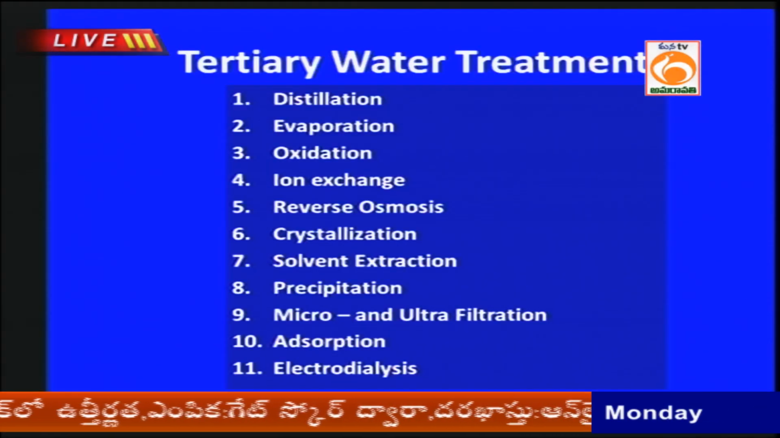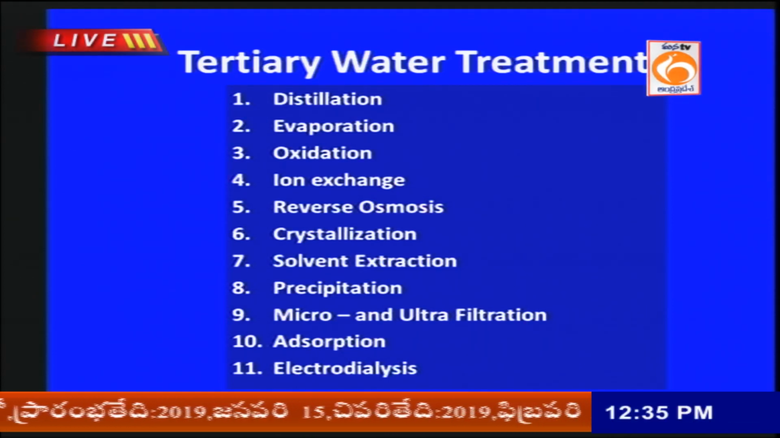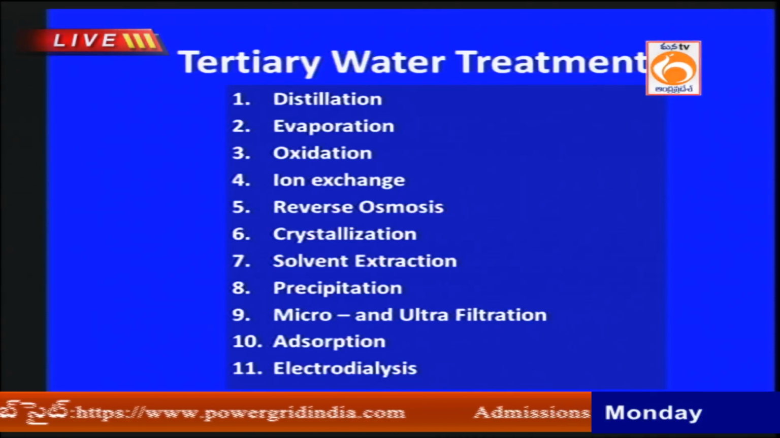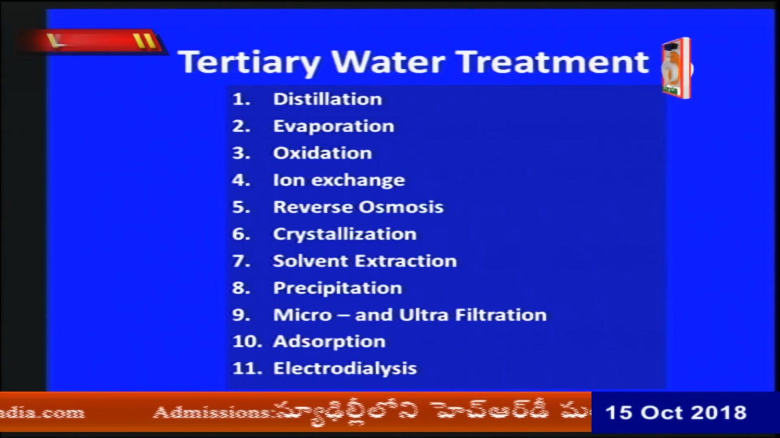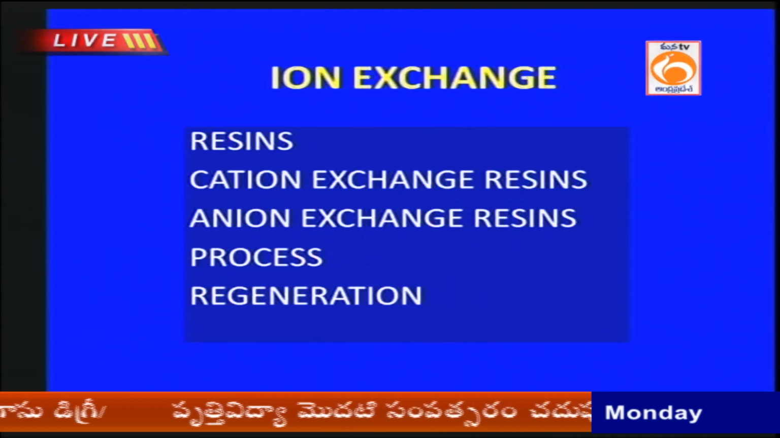Tertiary water treatment methods are the distillation method, evaporation method, oxidation method, ion exchange method, reverse osmosis method, crystallization method, solvent extraction method, precipitation method, micro and ultrafiltration method, adsorption and electrodialysis. We have many tertiary water treatments, and of these I want to explain only two processes: the ion exchange method and the reverse osmosis method. First see the ion exchange method, and after that we will see the reverse osmosis method.